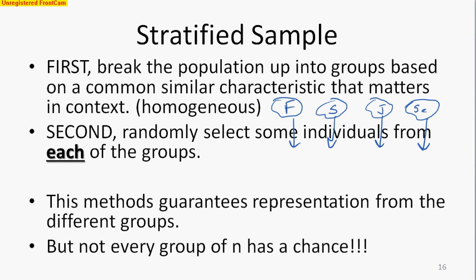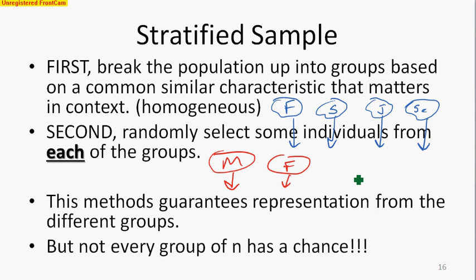All right, now, you could do it a couple different ways. Another way you could do it is by gender. You could just do a group of males and a group of females, and take 20 from each group. Okay? That's another way to stratify. How else can you stratify?